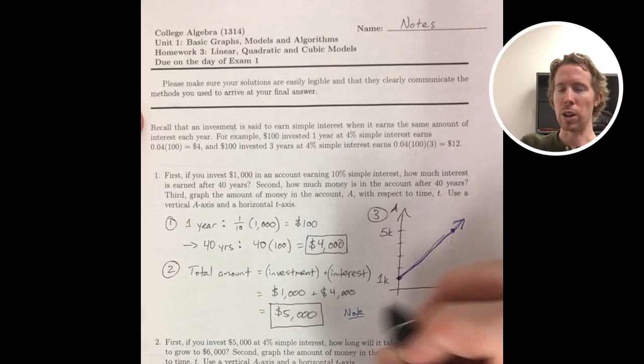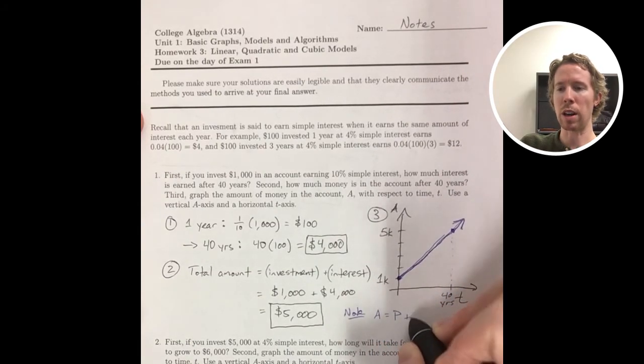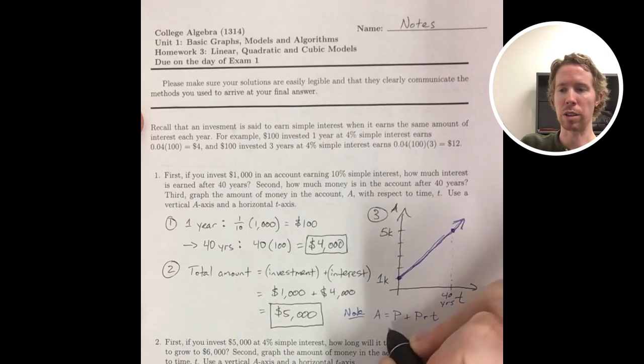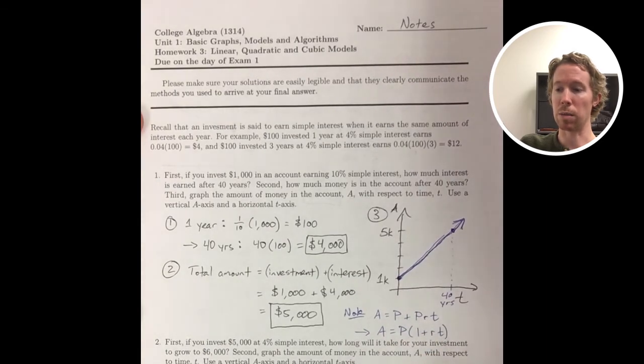To think about the equation that we're using, we're calculating the amount A, and we're starting out with some initial investment. I'll call it P. It's $1,000 in this case. And then we're adding to P the interest. And to calculate the interest, we took the initial amount P times the rate R times the time T. T is the variable here. The highest power is 1, so we know it's a linear equation.